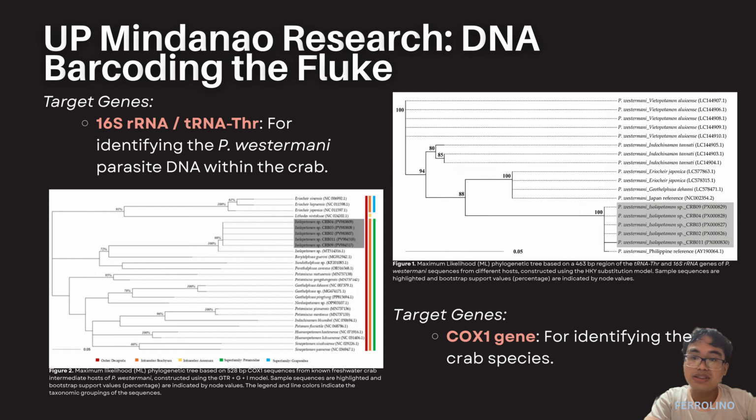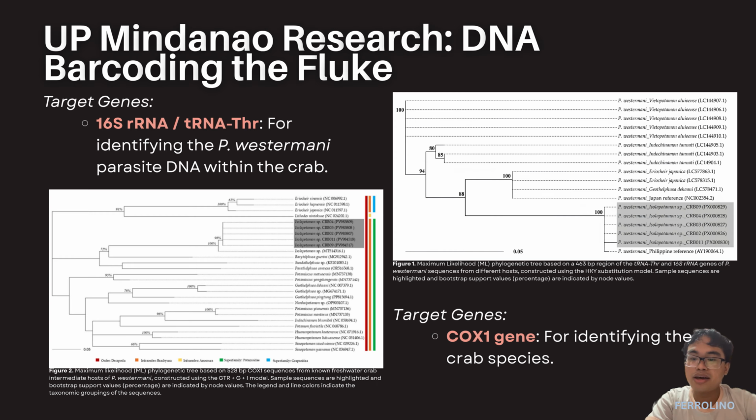To identify the crab species, the cytochrome C oxidase subunit 1, or COX-1, gene was targeted, specifically a 528 bp sequence. COX-1 is the standard DNA barcode for metazoans because of its high degree of sequence variation between species and low variation within species. With that, the researchers utilized the maximum likelihood, or ML, method for phylogenetic reconstruction.